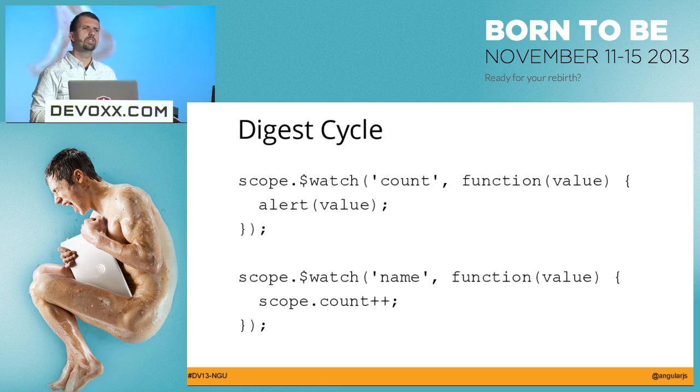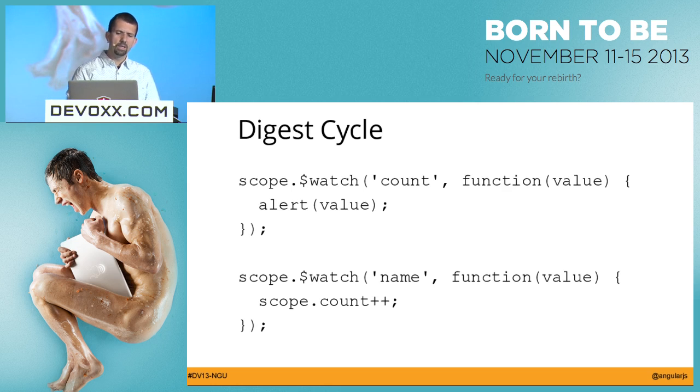So after 10 iterations, if the model does not stabilize, it just means that you most likely will never stabilize, and then we just throw an exception and we quit. The other thing to notice about this particular system is that it's asynchronous.